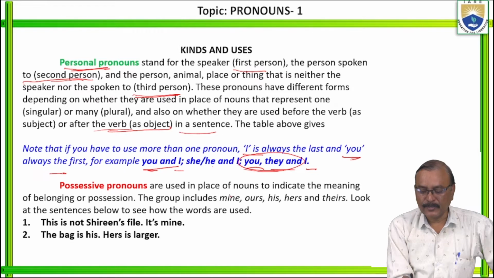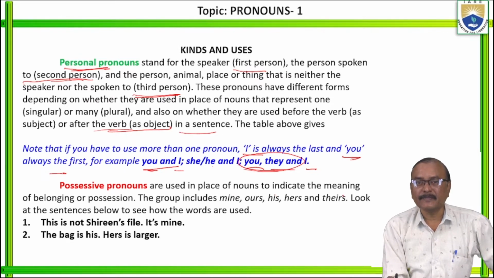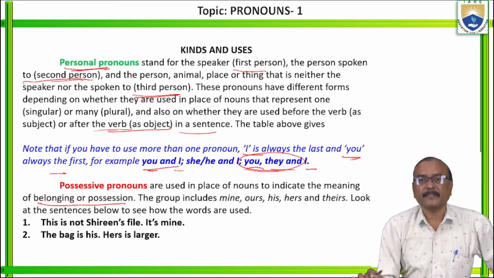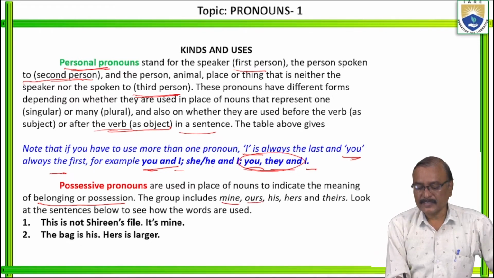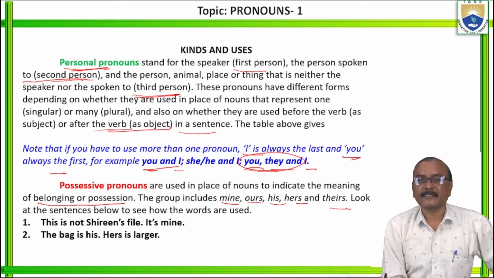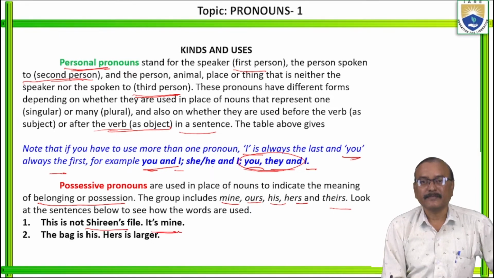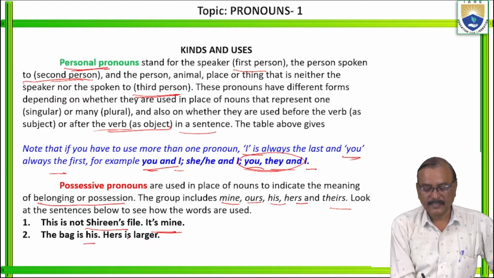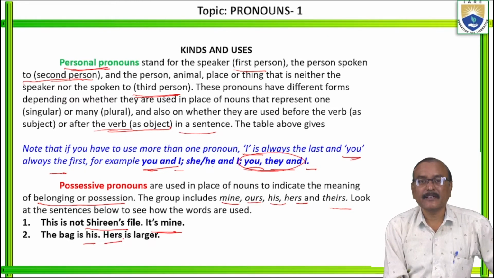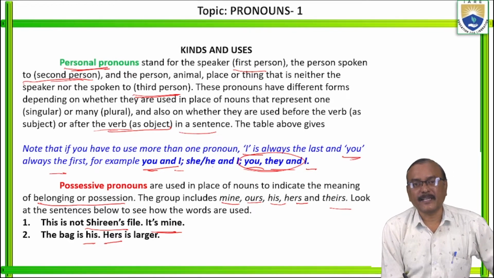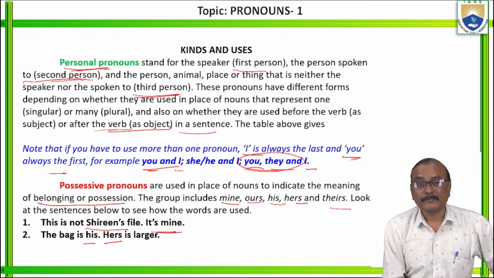Possessive pronouns are used in the place of nouns to indicate belonging or possession. The group includes mine, ours, his, hers, theirs. This is not Shirin's file. It's mine. The bag is his. Hers is larger. These are called possessive pronouns: mine, ours, yours, theirs. Is it clear?